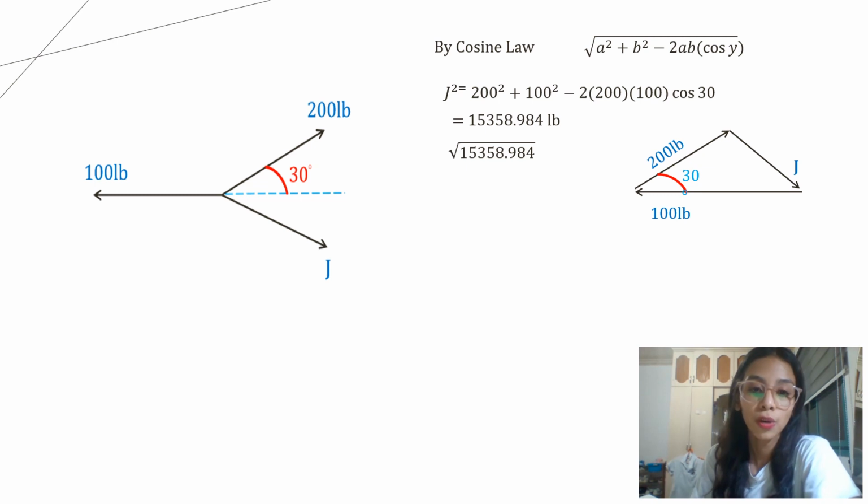So we have to square root our final answer. So the square root of 15,358.984 is 123.931 pounds. So this is the value of our J.